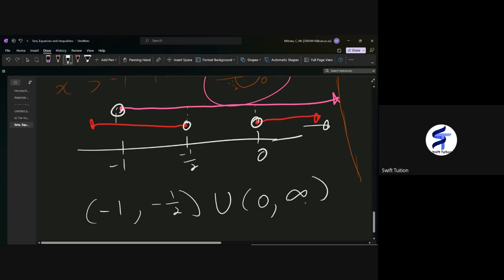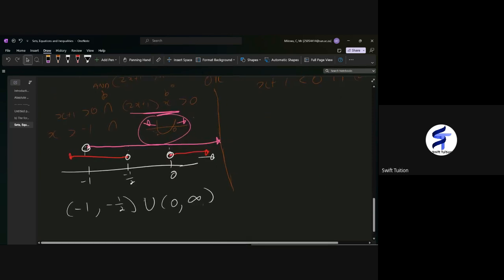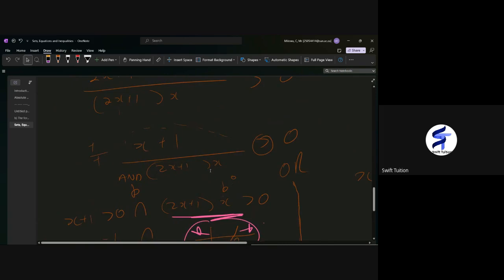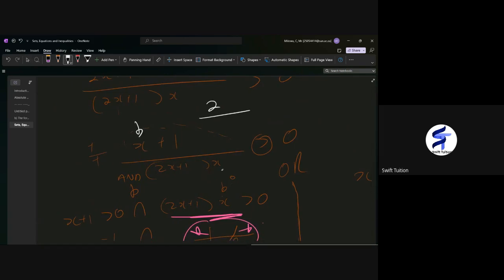And you can actually check these with easy values. So let's check an easy value like 1, right? Because 1 falls in this place. So we can understand it should be positive. So let us have a look real quick. So it's going to be 1 plus 1. That's going to be 2, divided by 1 times 2 plus 1. That's going to be 3. So in the numerator, we have a positive. In the denominator, we have a positive as well, right?